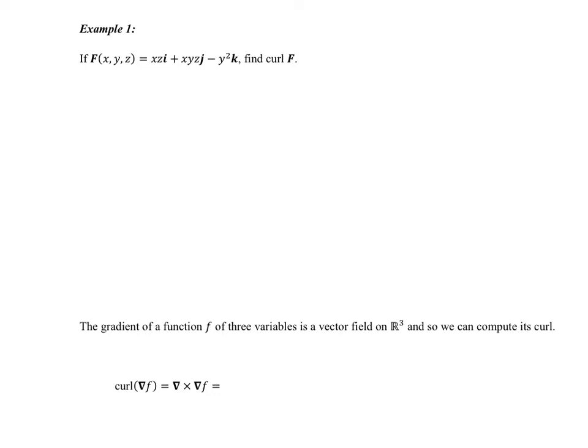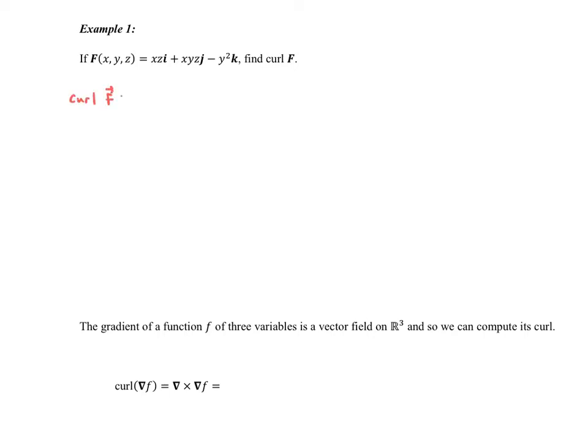This is section 13.5, and this is example 1. So we just talked about the idea of curl F and how to calculate it and our little shortcut formula. And so now we're just going to try one. And this isn't too bad. Cross product is a little bit lengthy at times, but it's very manageable.